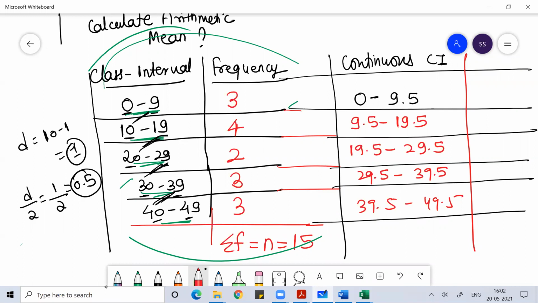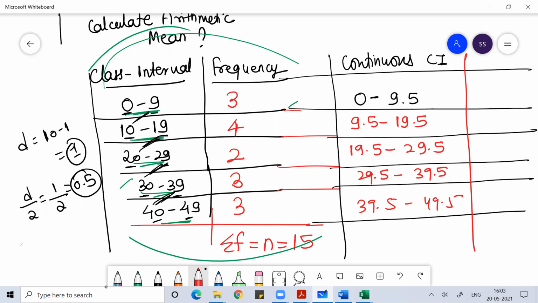Clear, everyone? So how will you make it continuous? Find the difference between the upper limit of the first class interval and the lower limit of the second class interval. What is the difference you're getting? Do d by 2. The d by 2 value you get, subtract it from the lower limit and add it to the upper limit. That way you make this a continuous class interval.